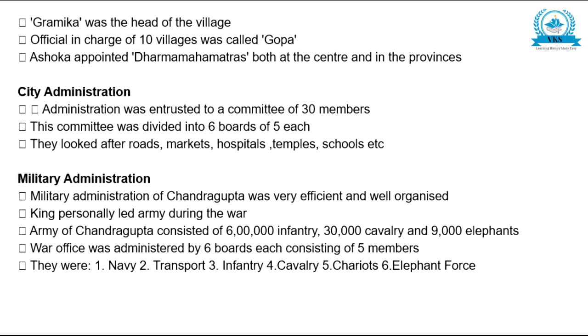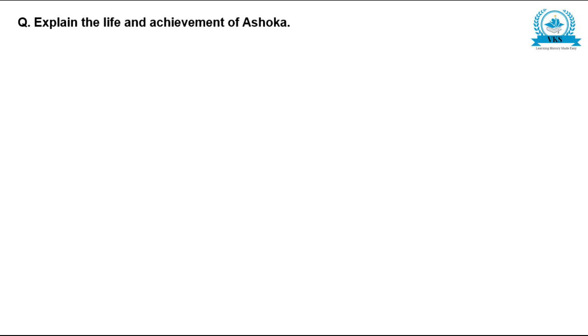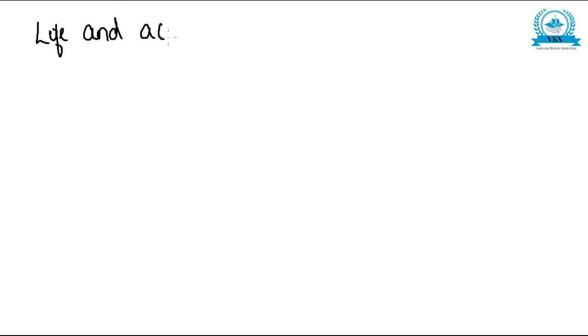So this was about the Mauryan administration. Now let us see one more question, that is, explain the life and achievements of Ashoka. If a question comes about the life and achievements of Ashoka, let us see how to answer.